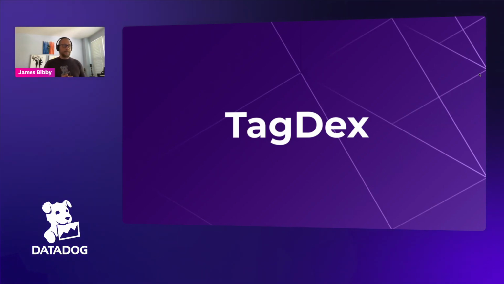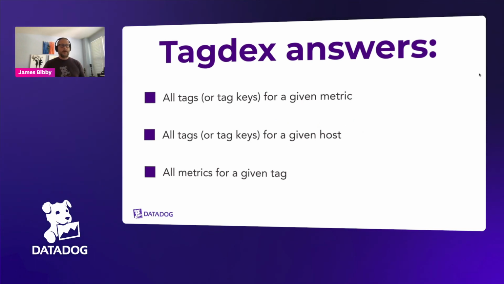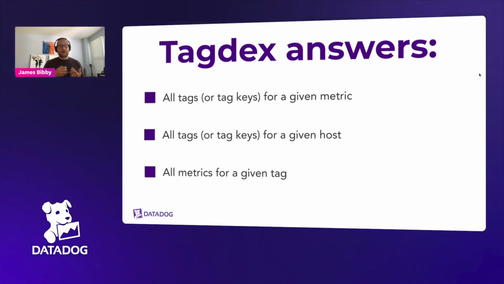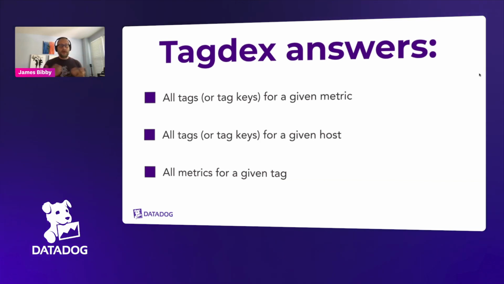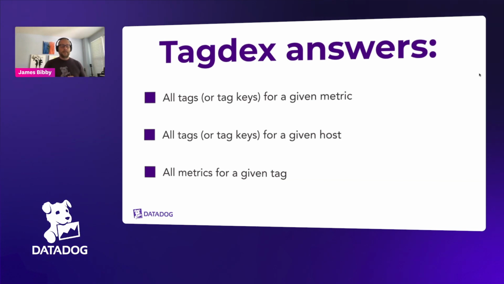The 3 primary questions that TagDex is designed to answer are: give me a list of all tags for a given metric, give me a list of all tags or tag keys for a given host, and give me all metrics for a given tag. And within there, we have all sorts of support for Boolean logic. So, give me a tag that's been seen for a given metric along with these other 4 tags. And we have full text searching and filtering built into all of those questions as well.